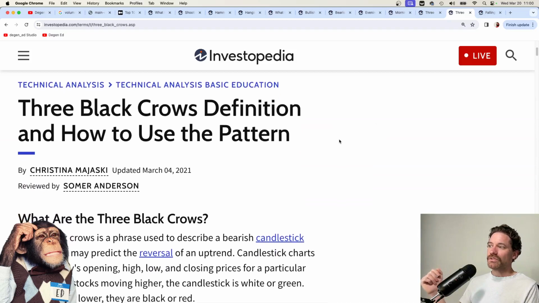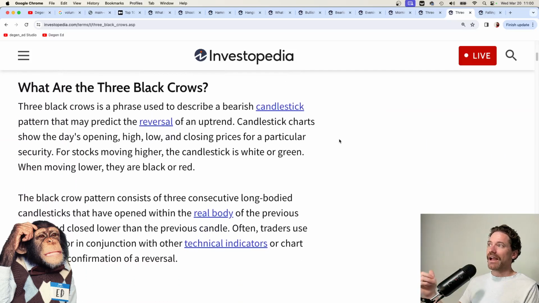And so how to use the pattern. What are the three black crows? Three black crows is a phrase used to describe a bearish candlestick pattern that may predict the reversal of an uptrend. Candlestick charts show the day's open, high, low, and closing prices for a particular security. For stocks moving higher, the candlestick is white or green. When moving lower, they are black or red.